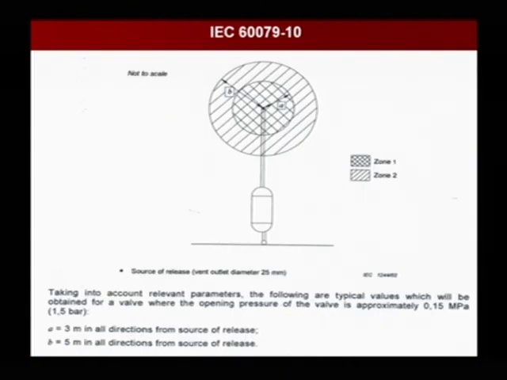And here's the IEC equivalent of the same type of situation. They've got a vent, vented a matter of 25 feet up in the air or so, and they have a zone 1 and zone 2 area. Same idea.